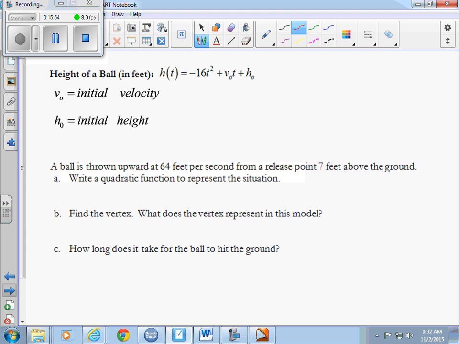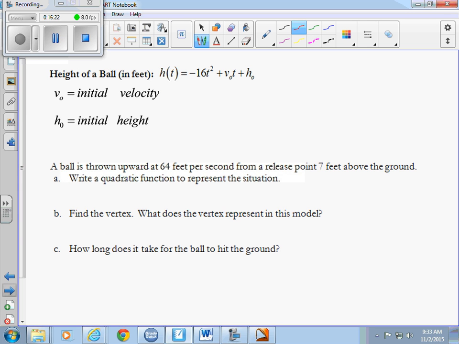Okay, a ball is thrown up at 64 feet per second from a release point 7 feet above the ground. Write an equation of a quadratic function to represent the situation. If you do take a physics course, you'll have to memorize that formula, and different versions of it. Feet, meters. And if it's on the moon, it changes a little bit.